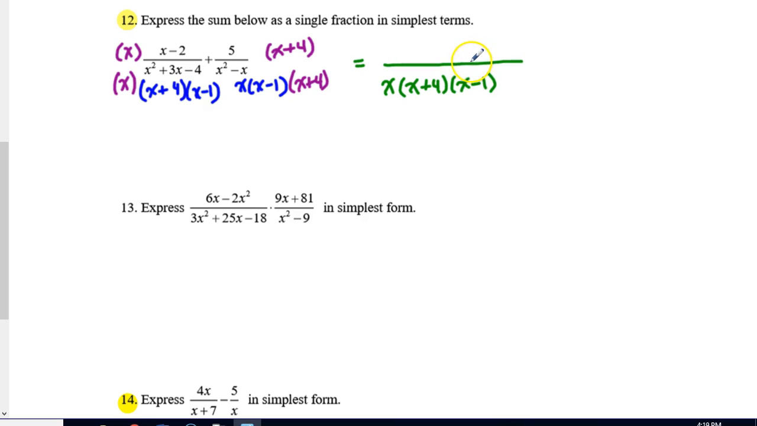All right. The numerator, and this is where, frankly, students get a little messed up sometimes. So let's try to get it straight. In the numerator, you have to do multiplication before addition. So multiply x times x minus 2. So x squared minus 2x. Multiply 5 times the quantity x plus 4.